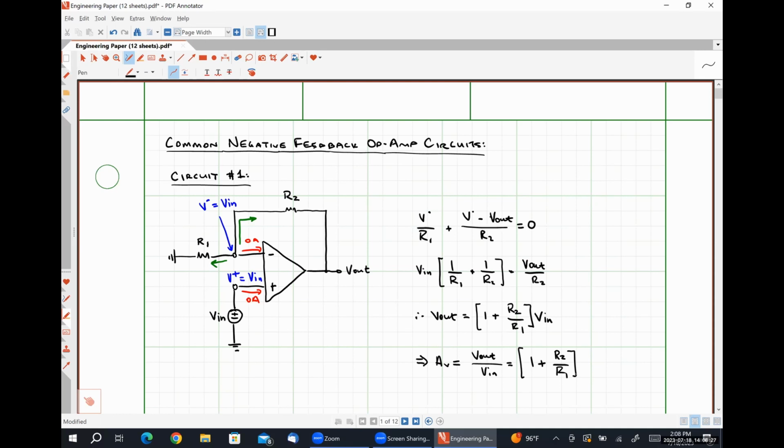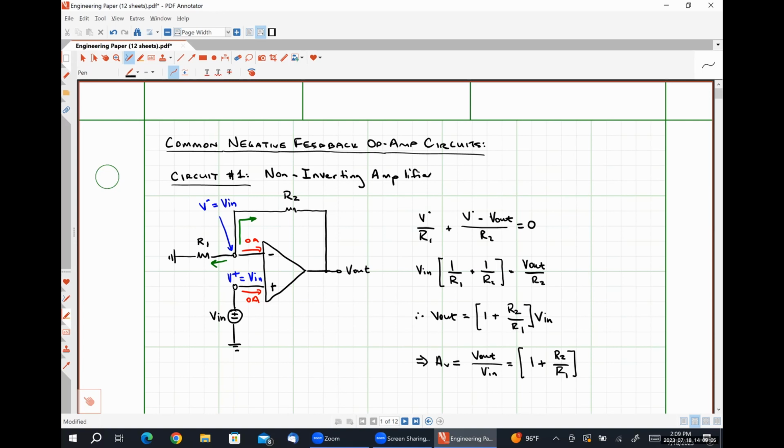So that's one of the reasons why this amplifier is called a non-inverting amplifier circuit. So the output signal will have the same polarity as the input signal. Another reason why it's called a non-inverting amplifier is because the input signal is applied at the non-inverting input pin.